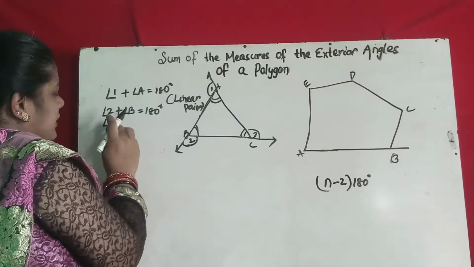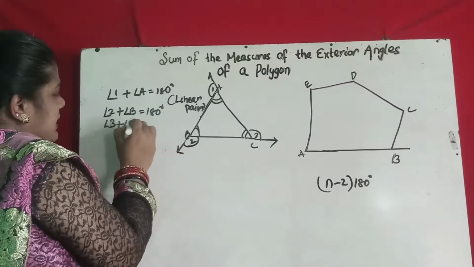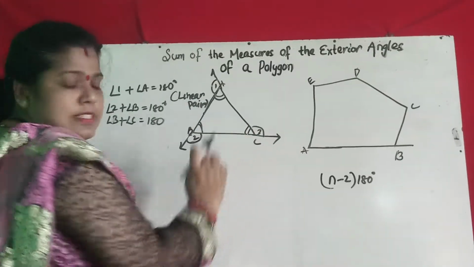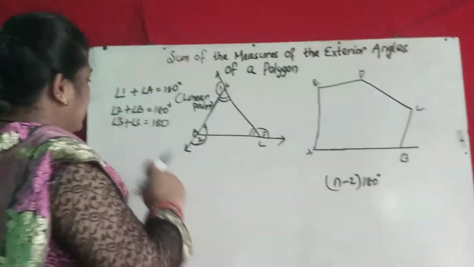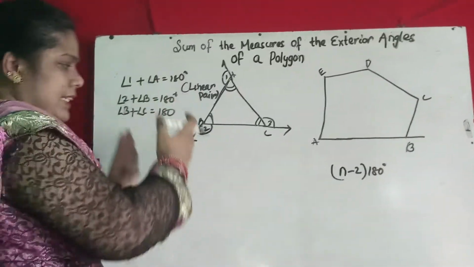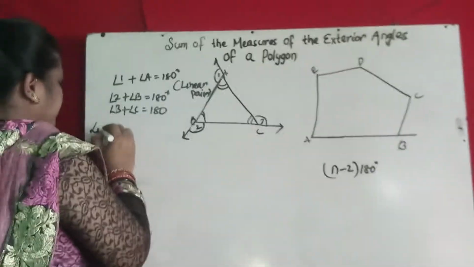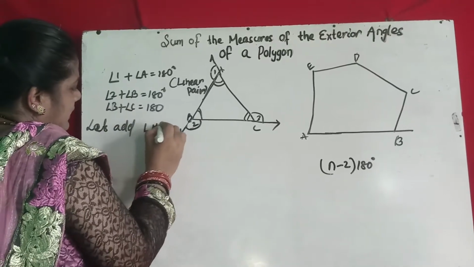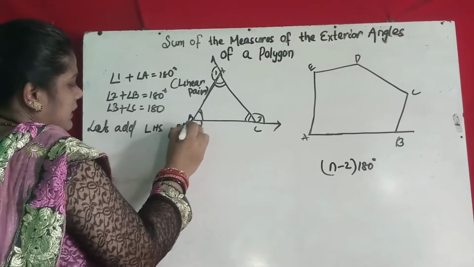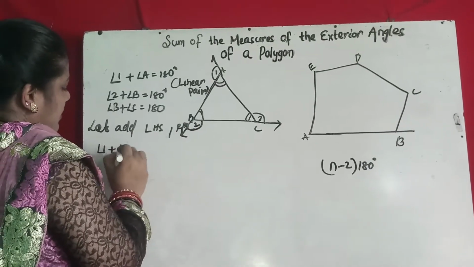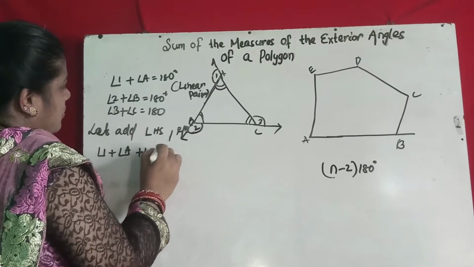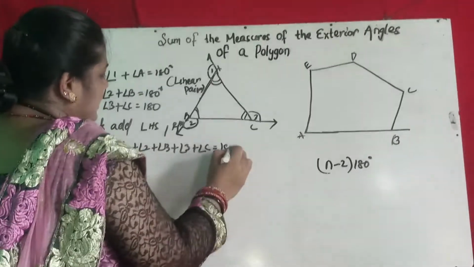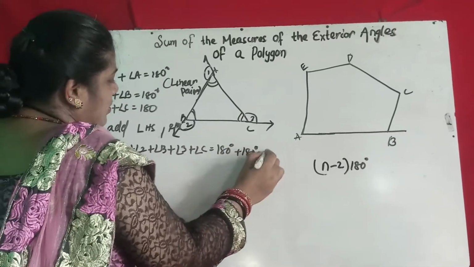Then angle 3 plus angle C is also 180 degrees. So 1 plus A, 2 plus B, 3 plus C: each pair totals 180 degrees. If we add the LHS and the RHS, that means angle 1 plus angle A plus angle 2 plus angle B plus angle 3 plus angle C equals 180 degrees plus 180 degrees plus 180 degrees.